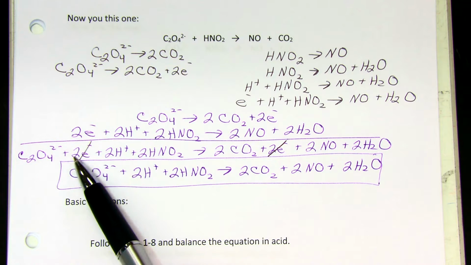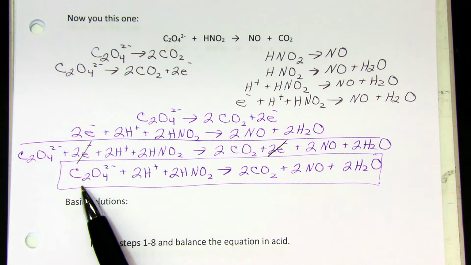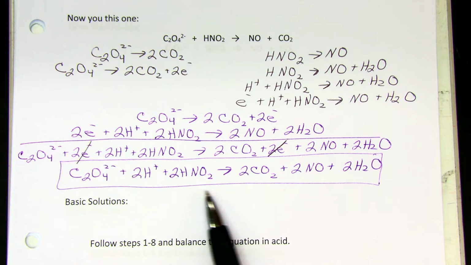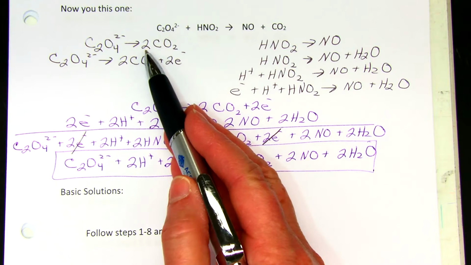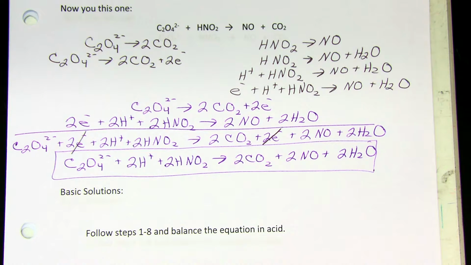When I add them together, the only thing I can cancel is 2 electrons. And my balanced equation has oxalate plus 2 hydrogen ions plus 2 nitrous acid yields 2 CO2 plus 2 NO plus 2 waters. So this was another practice, and this one gave us a little bit different perspective because we did have something where we started off by multiplying by 2. So always check what you can balance by inspection that's not oxygen and hydrogen.